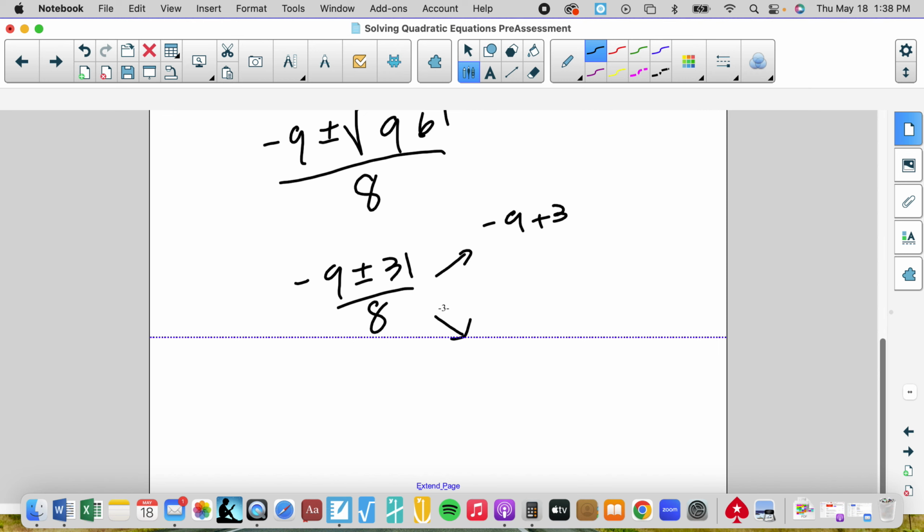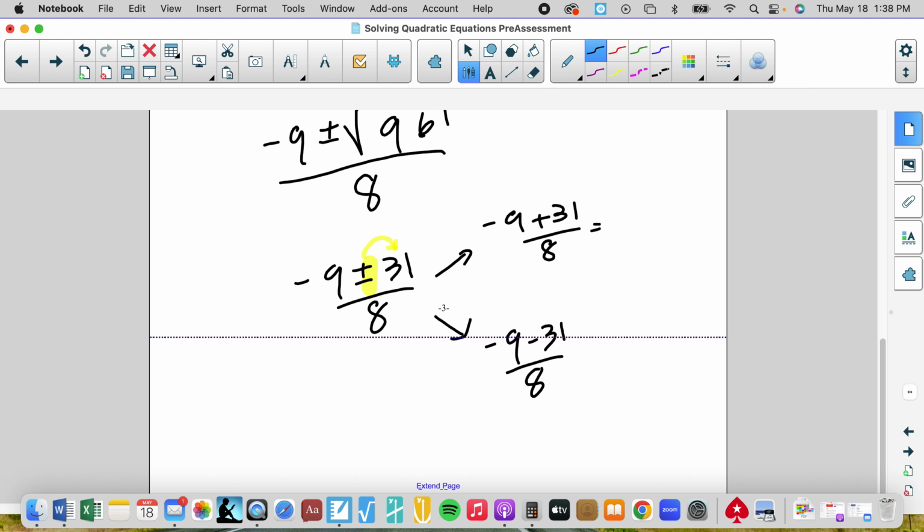-9 plus 31. You'll notice that I always do the plus value first. -9 minus 31 over 8. This plus or minus, and something to make sure we understand, that plus or minus is only affecting the 31. It does not affect the 9.